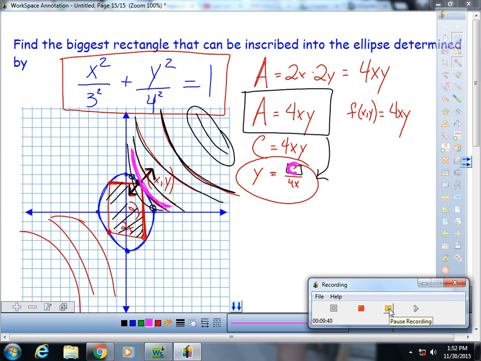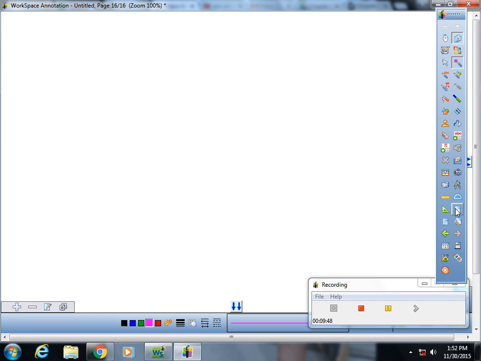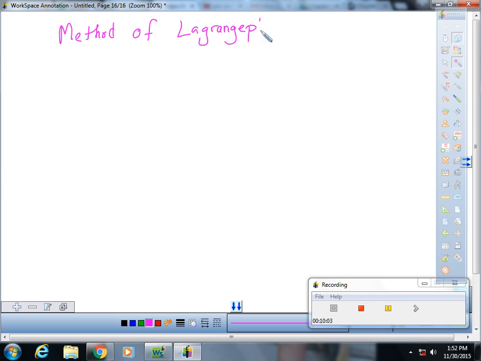So here's what we're going to do. We're going to come back to this. We're going to fast forward, and we're going to learn the method of Lagrange multipliers. Method of Lagrangipliers.